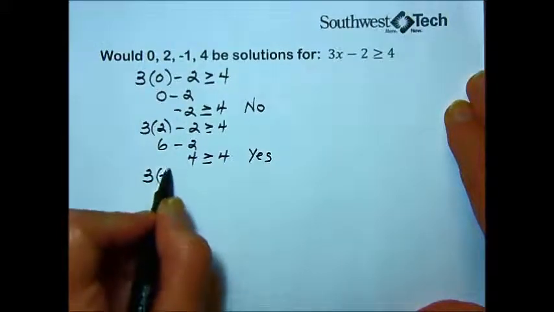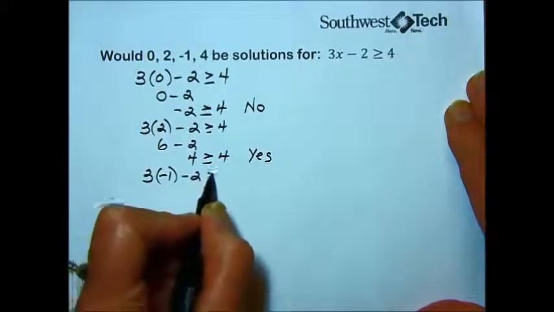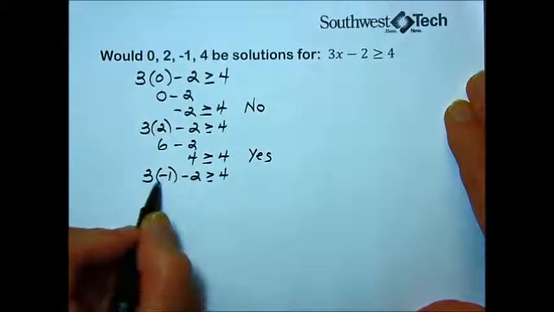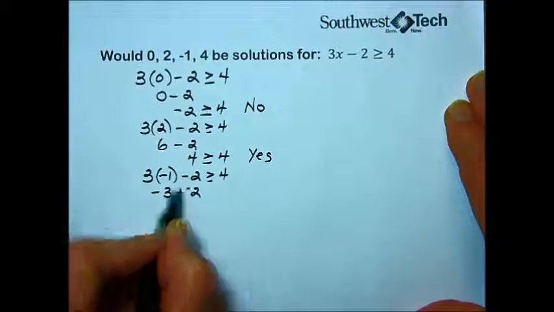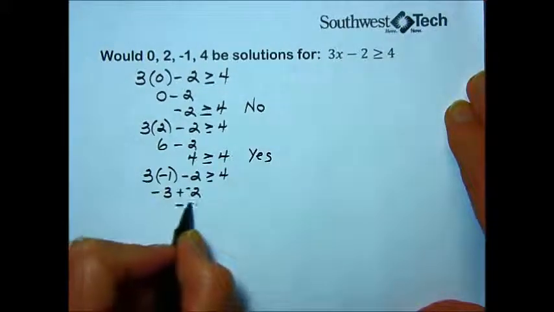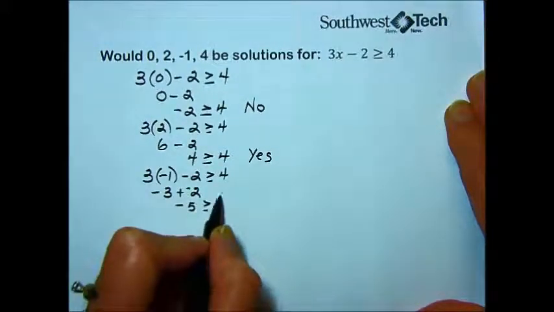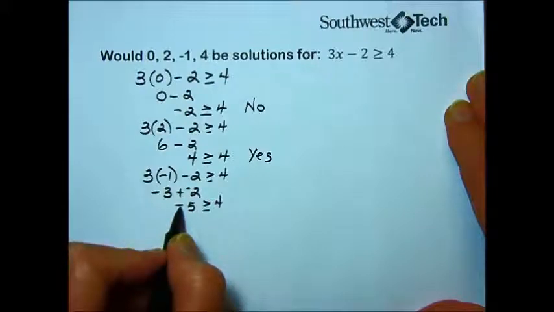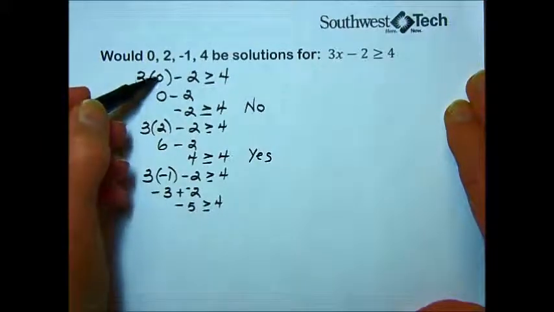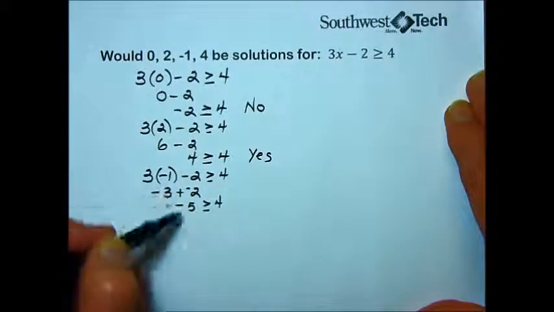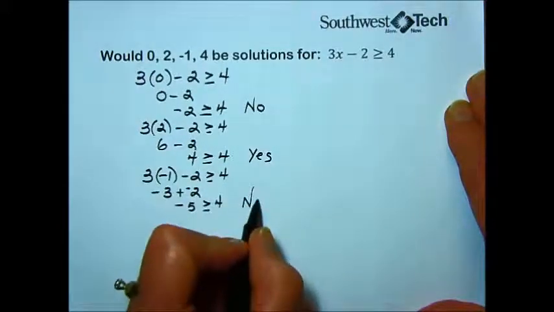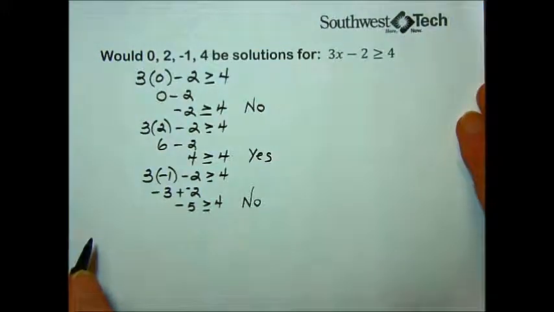Letting x be a negative 1 and testing it, multiplying, we get a negative 3 minus 2, or plus a negative 2, is giving us a negative 5 greater than or equal to 4. Never the case. And if you looked at it, the smaller the value, since 0 didn't work, it makes sense that the smaller we go is not going to garner a true value either.